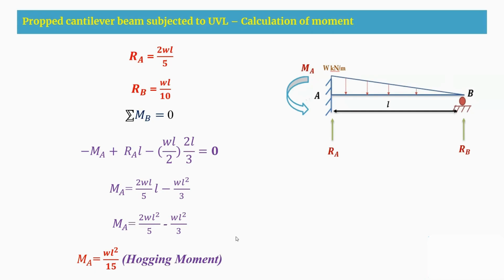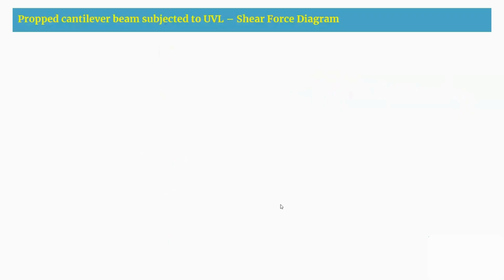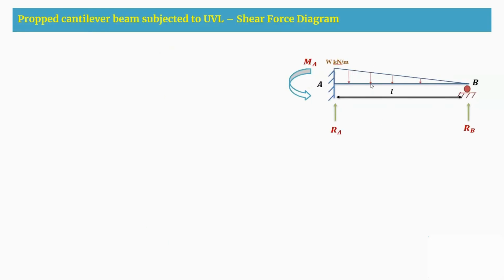After calculating the moment, we are going to draw the shear force diagram. For drawing the shear force diagram for this beam, first I'll write down all the reactions RA, RB and MA. RA and RB are vertically upward and MA is in the hogging direction. Then I'm going to take the section from B support. Therefore, I'm considering X is equal to 0 at B support, and similarly, X is equal to L at the A support. So the limits are from 0 to L.